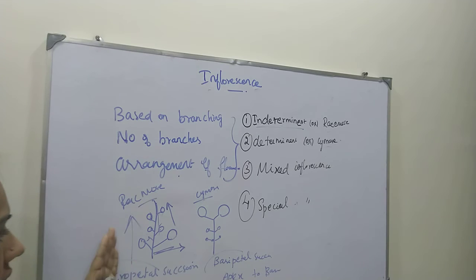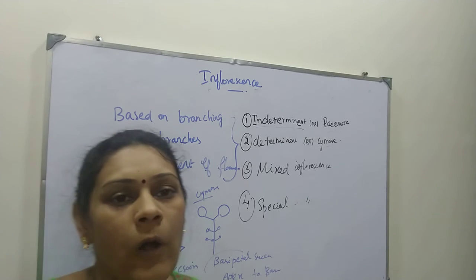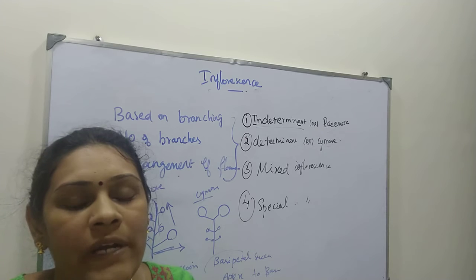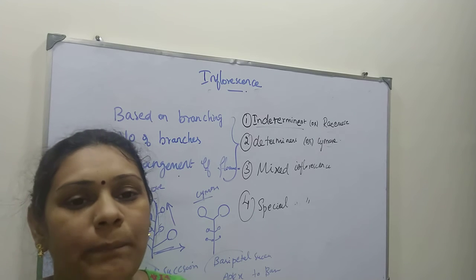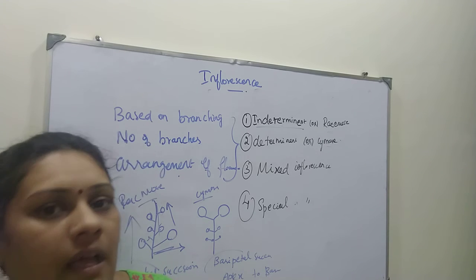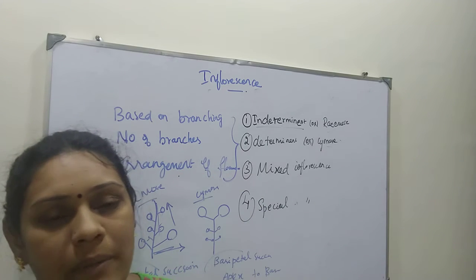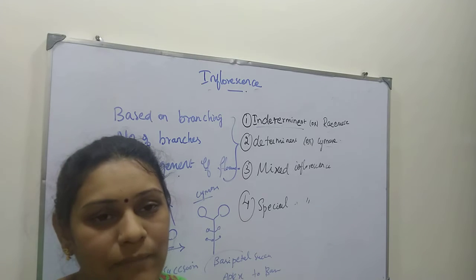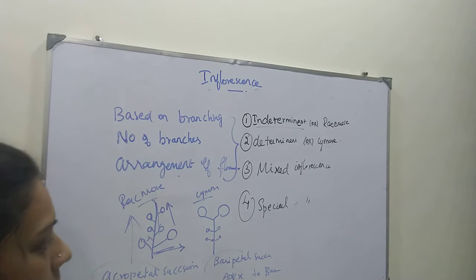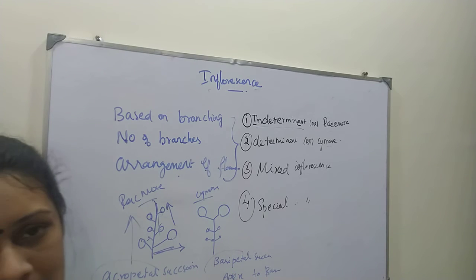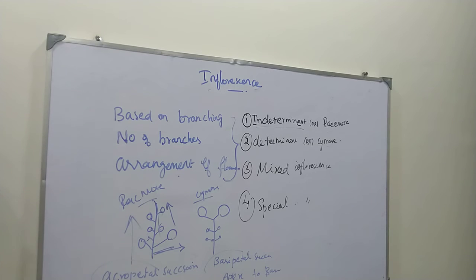If you take racemose, it is acropetal succession. In the plant, the inflorescence is such that at the base all the old flowers will be there. The oldest inflorescence is present at the base, towards the apex, so that is called acropetal succession. And if you take cymose, from the apex to base you will have the oldest flower to the young flower, so that is called basipetal succession. So this is about the succession of the flower that you should know.